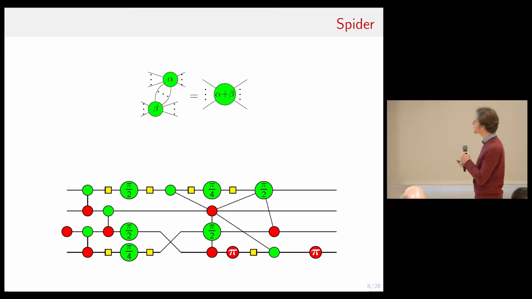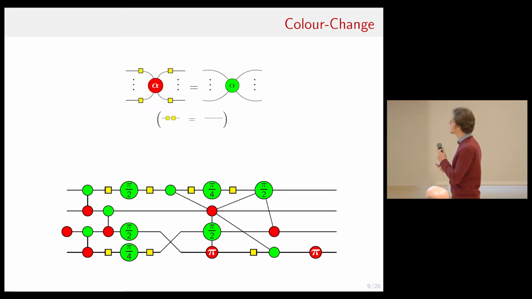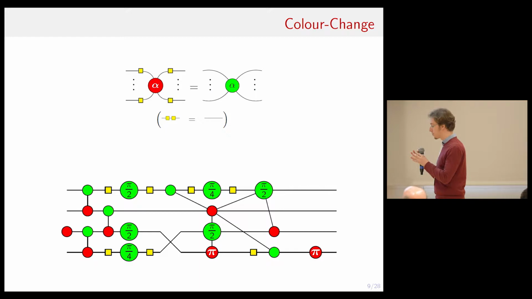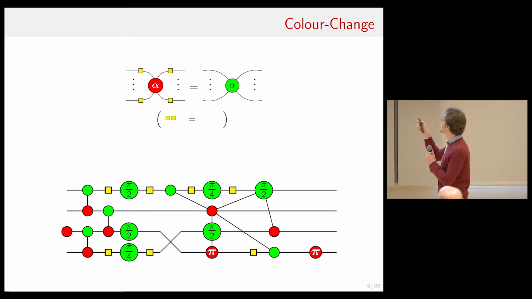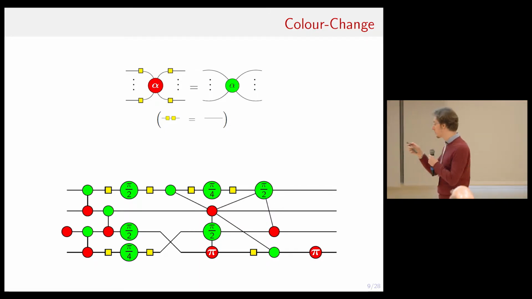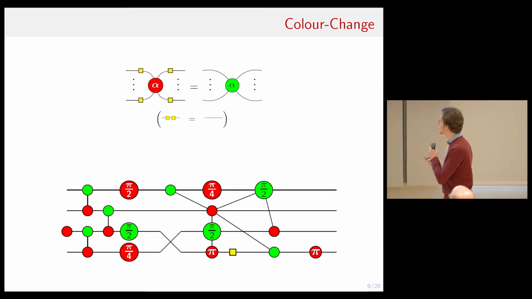So we get this. Also here, okay. Another important rule is the color change. So, as I said, the red and green node represent the two distinct bases, and the change of basis is given by the Hadamard node. So whenever you have a node surrounded by Hadamard nodes, you can change its color. So you can apply it here, also here, again, at the bottom of the diagram.